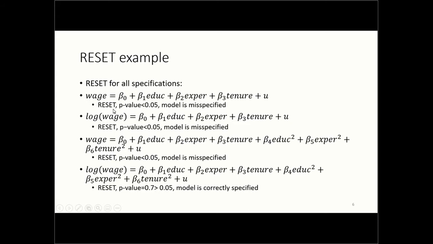And if we run the reset test, this model is misspecified. This model also turns out to be misspecified. This is also misspecified. And the final model actually happened to be the correctly specified model because the p-value is greater than 0.05. So according to the reset test, we should be using this model here, the final model, which is the dependent variable in logs, and then we should include the square terms of the independent variables.